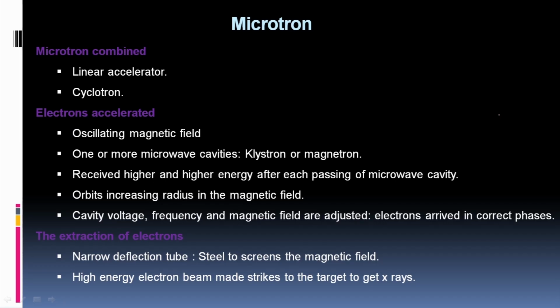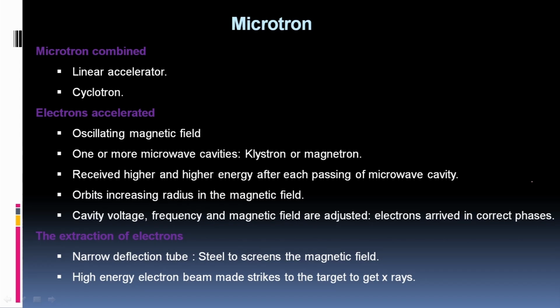The electrons orbit with increasing radius in the magnetic field. These orbits increase in radius in the magnetic field after passing each microwave cavity. The cavity voltage, the frequency, and the magnetic field are so adjusted that electrons arrive in the correct phase. There must be correct phasing of the electrons in such a way that they can receive higher and higher energy after each passing of the microwave cavity.